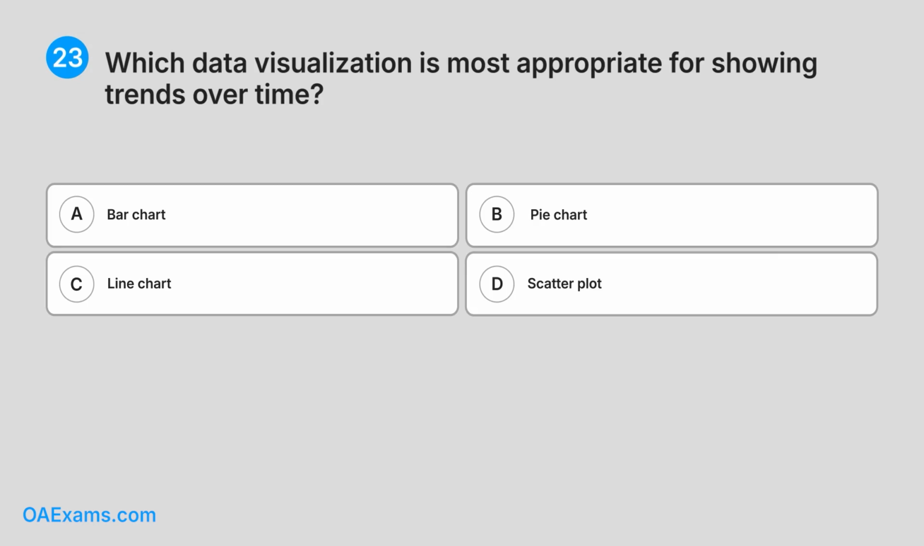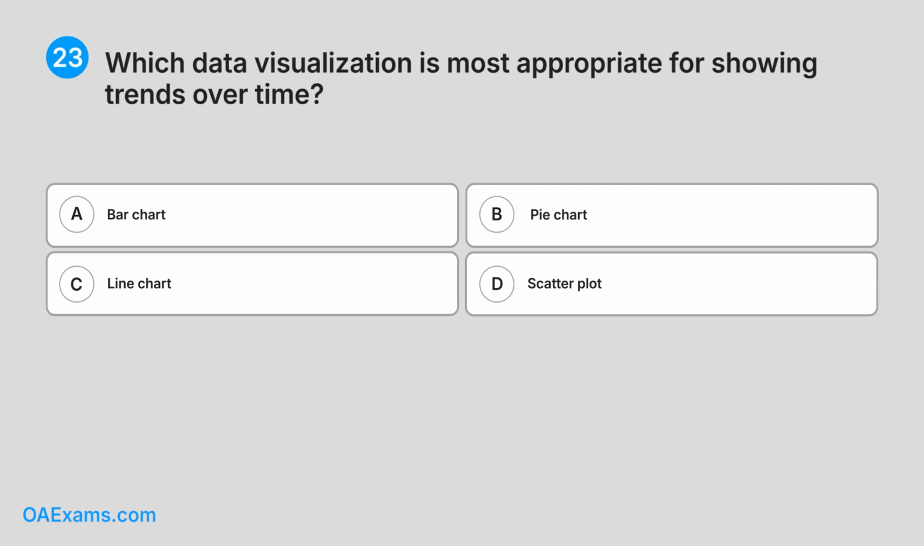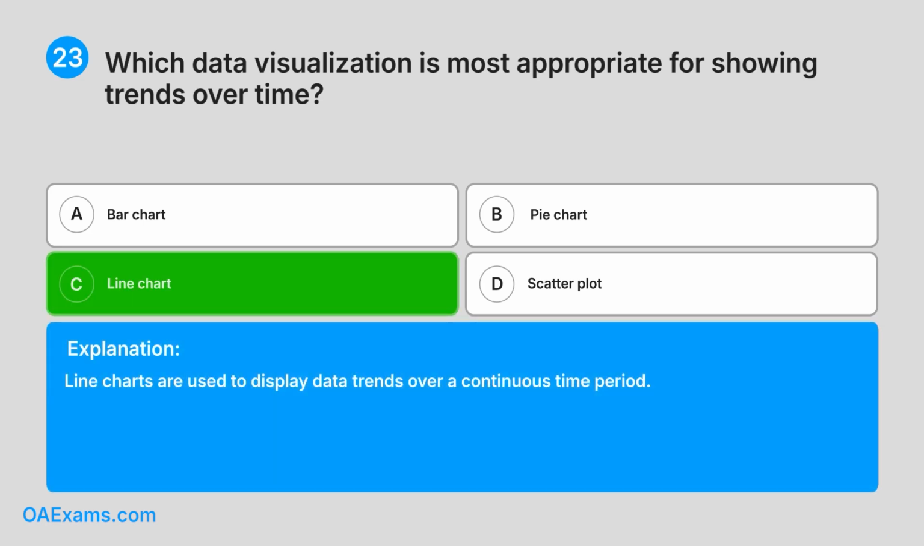A. Bar chart. B. Pie chart. C. Line chart. D. Scatter plot. What do you think is the answer? Correct answer. C. Line chart. Explanation. Line charts are used to display data trends over a continuous time period.